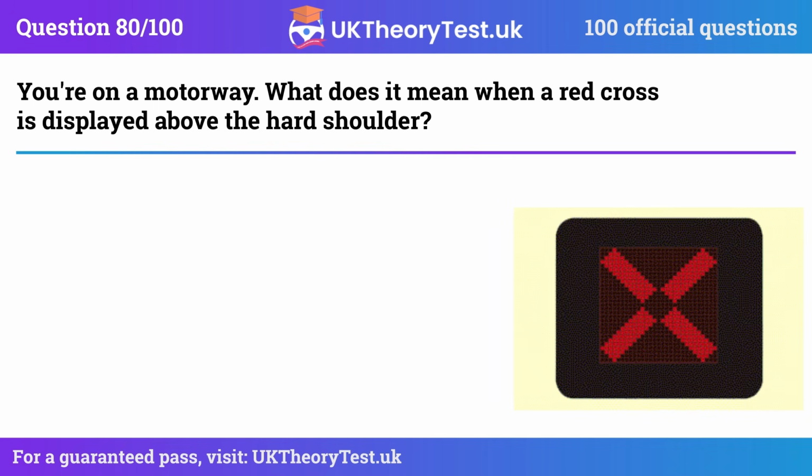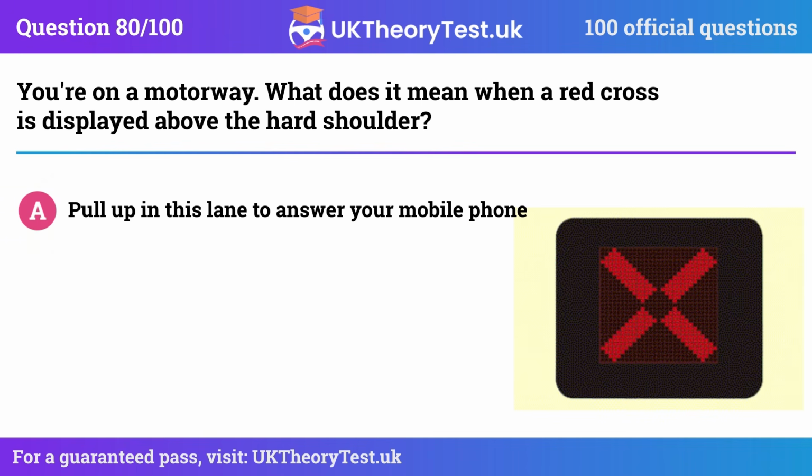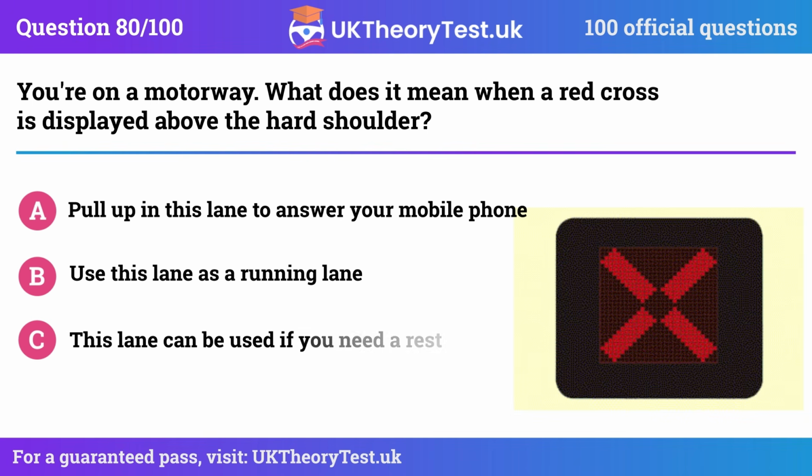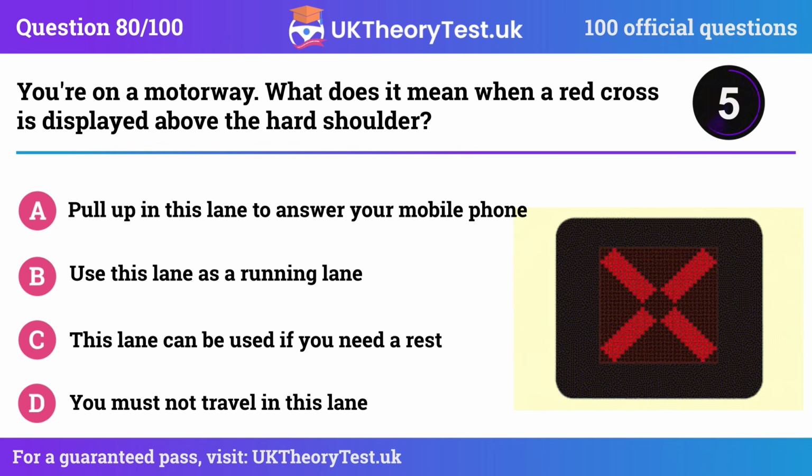What does it mean when a red cross is displayed above the hard shoulder? A. Pull up in this lane to answer your mobile phone. B. Use this lane as a running lane. C. This lane can be used if you need a rest. D. You must not travel in this lane.